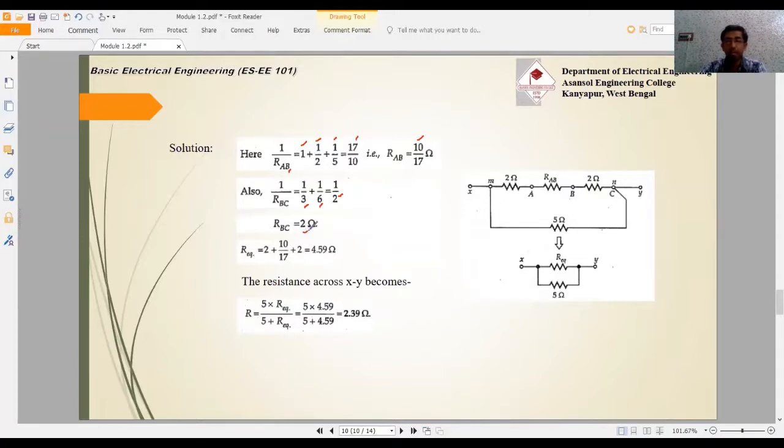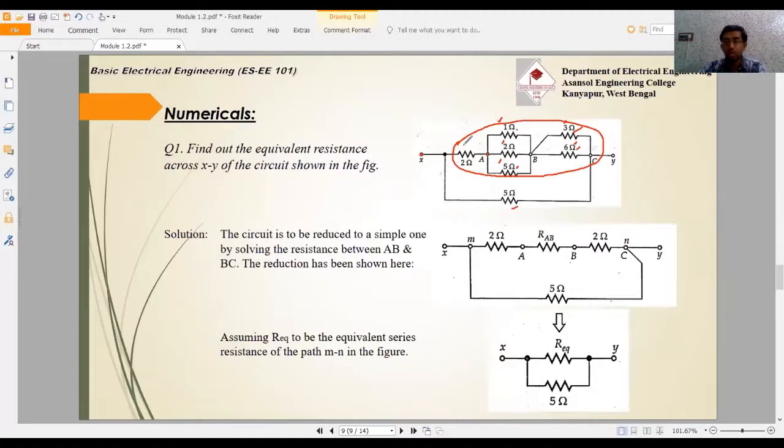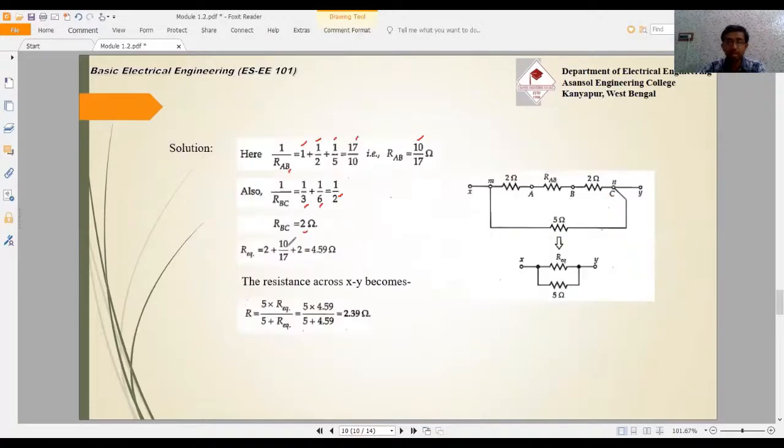Okay, now this 2 ohm, this RAB and this 2 ohm are in series, so series connection will be done like this: 2 plus 10 by 17 plus 2 equals 4.59 ohm. So across this line, the equivalent resistance is 4.59 ohm, and with this another 5 ohm is in parallel.